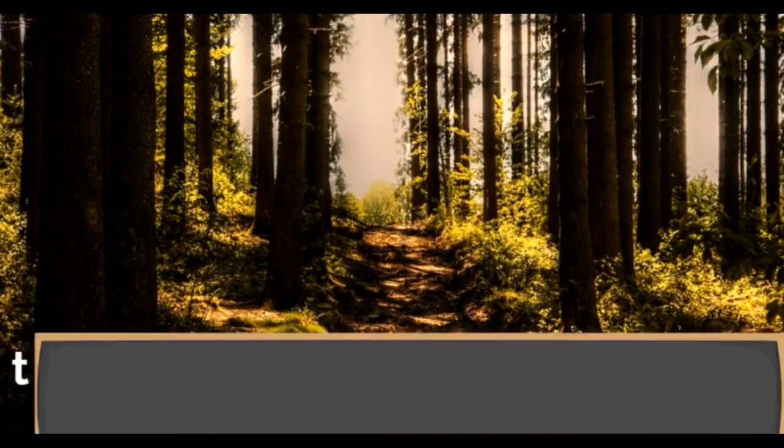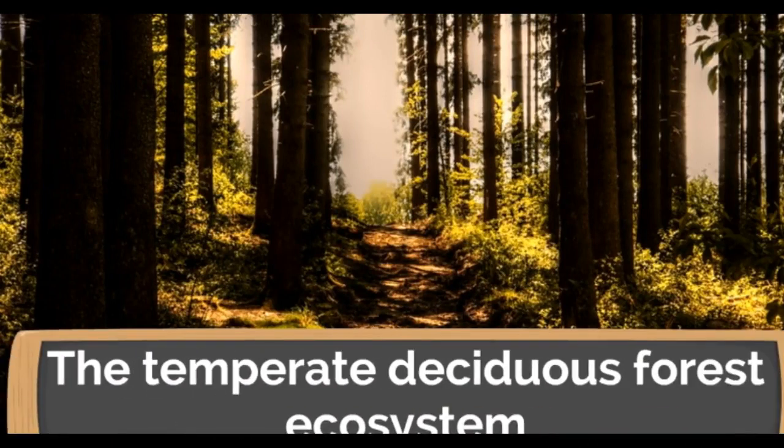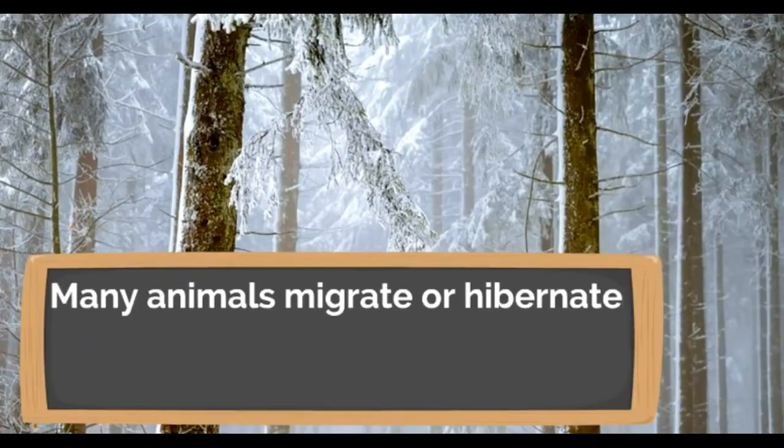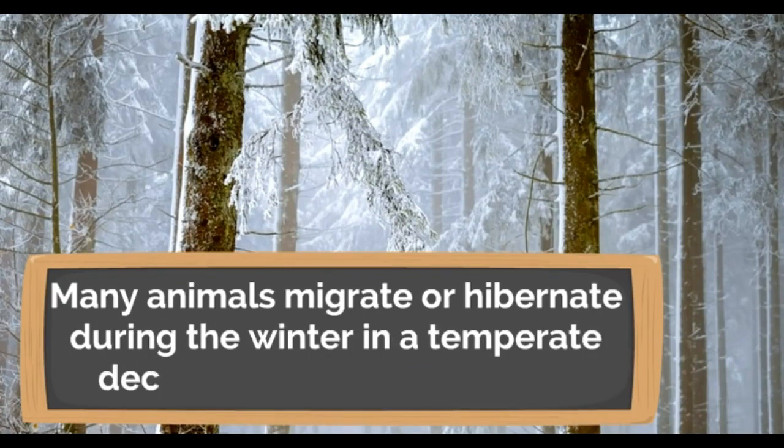Next, we have the temperate deciduous forest ecosystem. Unlike the tropical rainforests, temperate deciduous forests have big temperature changes throughout the year as the seasons change. Here is a picture of a temperate deciduous forest in the fall. Temperate deciduous forests experience all 4 seasons. That's right, the plants and animals have to adjust to major changes throughout the year. That changes how they interact with the non-living things around them.